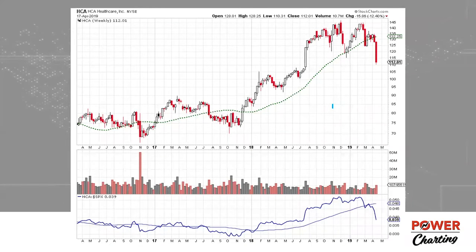Okay, so here's HCA, and this is weekly, and this is up through the 17th of April, and you can see here that this looks more and more like distribution. Well, this large decline here is into the end of December, when the whole market was weak, and so it did not produce trouble in the relative strength line.